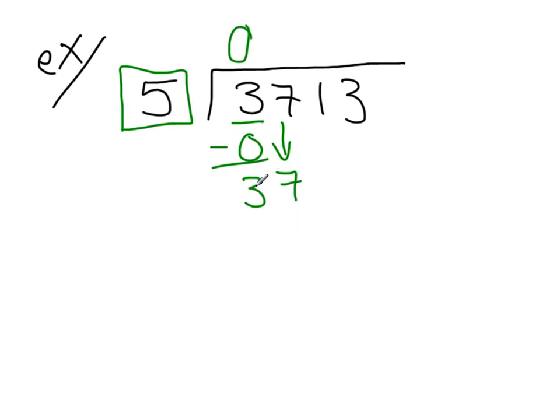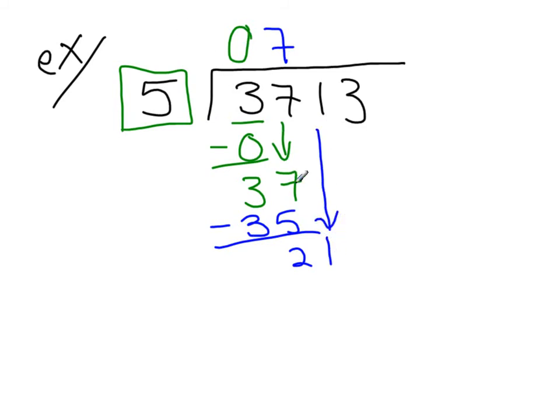So what times 5 gets us close to 37? And if you've been practicing your multiplication tables, you're shouting at your screen, 7. Okay. And 5 times 7 is 35. Now we subtract it, and we got 2. And we can start patting ourselves on the back because we're doing a good job, because when we subtracted, the number we have here is smaller than our divisor. Now we bring down the next digit.